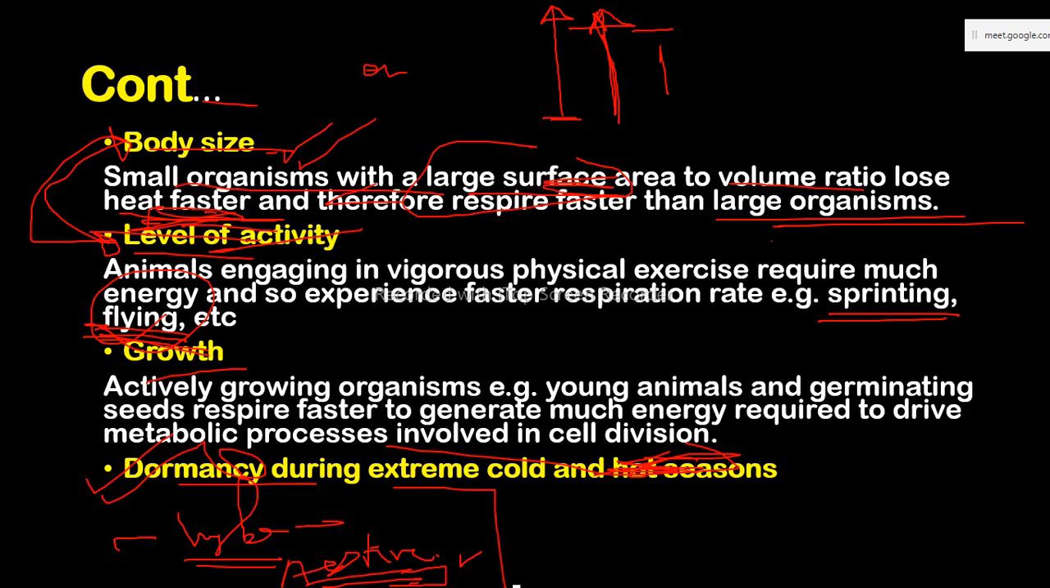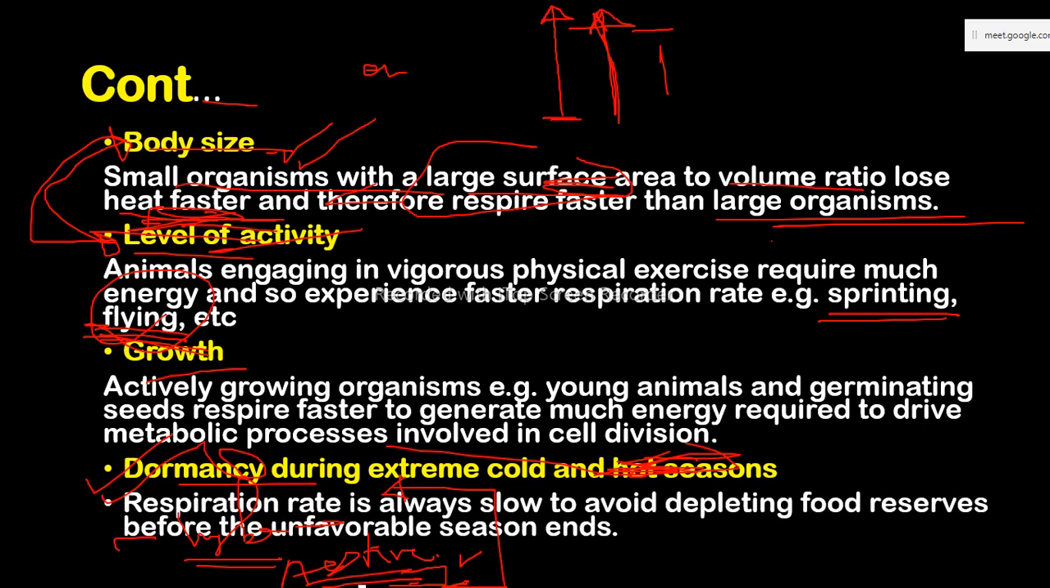So organisms in these two states have low metabolism, low metabolic rate. Why? Because the environmental conditions are not favorable. So you try to hibernate, you try to estivate, try to hide, okay? So that you can survive that extreme environmental condition. Yes. So respiratory rate is always low to avoid depleting the food reserves before the unfavorable season ends. So basically, that's it.